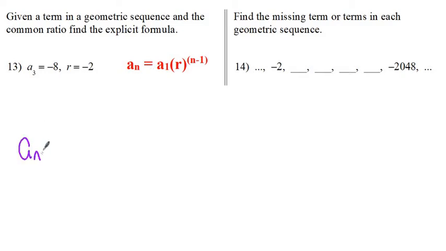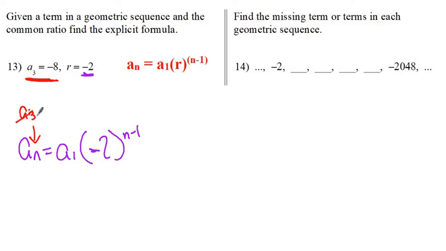So a sub n is going to equal, well, we know the common ratio is negative 2. We don't know the first term though. So how can we find the first term? We can use the information they're giving us right here. Let's plug in a sub 3, which by the way is equal to negative 8. So negative 8 is equal to, we still don't know the first term, times r. And based on this n minus 1, because we're using a sub 3, n is equal to 3. So 3 minus 1 would become 2.